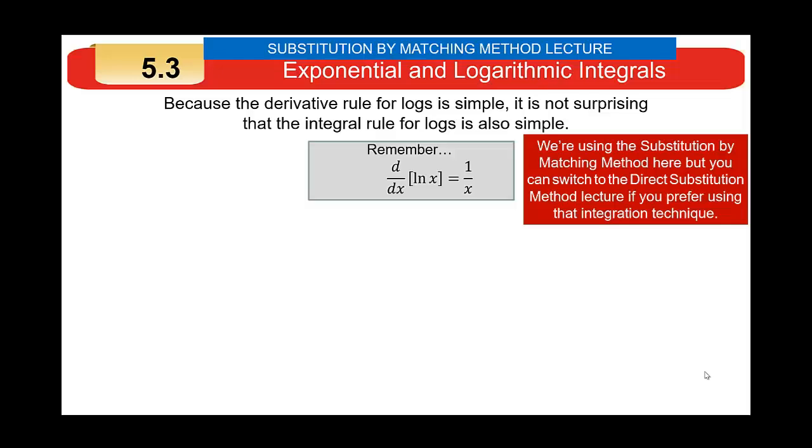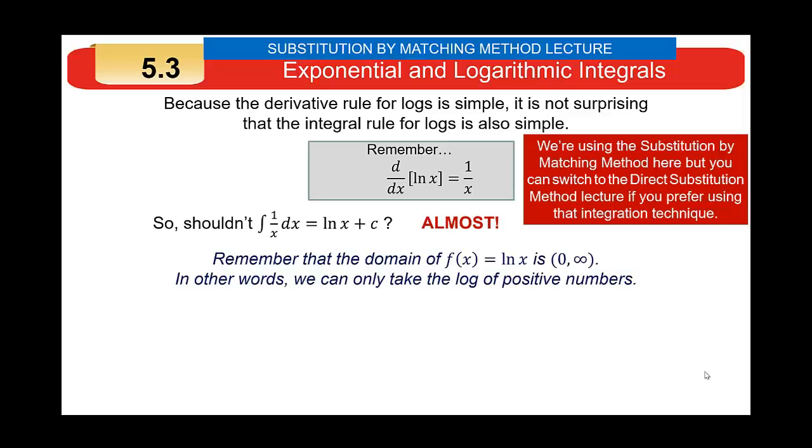Remember that the derivative of the natural log of x is 1 over x. So on first thought at least, you'd think, well, shouldn't the integral of 1 over x dx be the natural log of x plus a constant of integration? And that's almost right. And the only thing I want to say about that is you can't take the logarithm of a negative number or 0. So the domain of the natural log function is 0 to infinity, an open interval. In other words, the log can only take a positive argument.